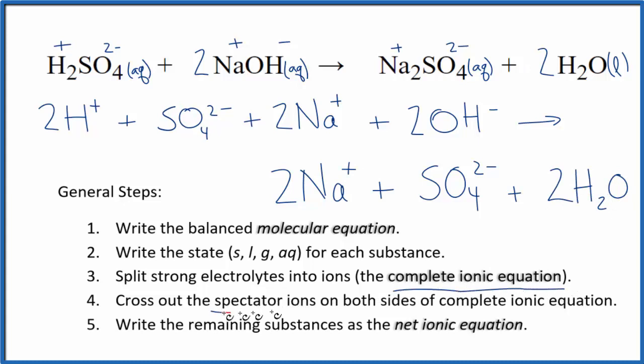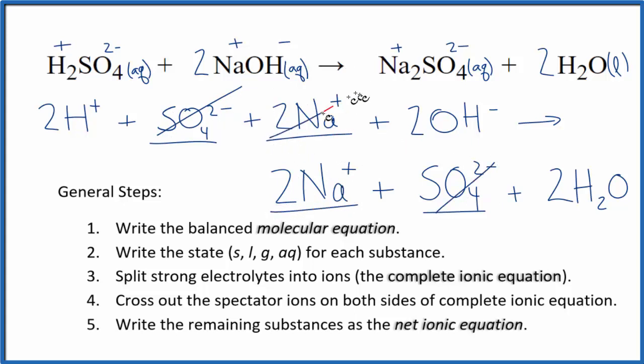Now we can cross out spectator ions. These are ions that are on both sides of the equation. In effect, they haven't changed. They're the same in the reactants and products, so we can ignore those. Looking here, I see in the reactants I have this SO4 2 minus, the sulfate ion. I also have it in the products. I can cross that out. I have 2 sodium ions in the reactants and 2 in the products, so cross them out. But everything else is unique.